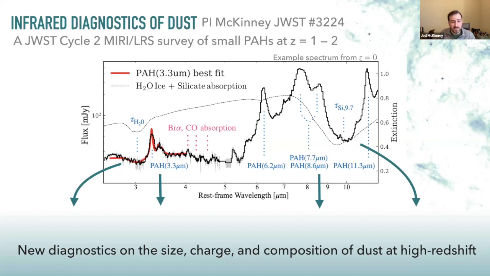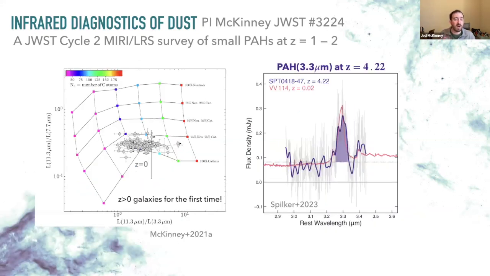What we're going to use these features to do is, one, put them on model grids like I'm showing here on the left, which is the ratio of PAH at 11 to 7 microns on the y-axis, and then 11 to 3 microns on the x-axis. And the model grids here are changing the ionization fraction of the grains and the number of carbon atoms in those grains. You can see we've only really been able to put redshift 0 galaxies on this plot before, but hopefully over the next few months we're going to be putting high redshift galaxies here for the first time to diagnose the ionization fraction and the size of these grains.